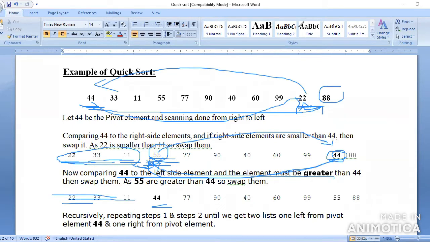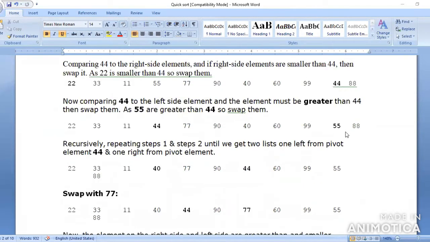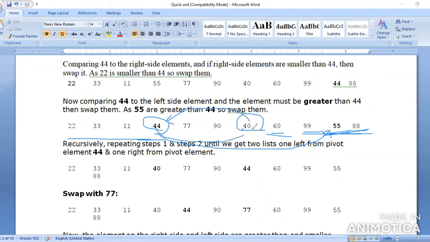Okay, now we can check what the next thing is. Up to this element it is correct. Here, next you have to check. Now the element is 44. This is for the left side. Now you are checking the right side of the element. So 44 compared with 88 is greater, 55 is greater, 99 is greater, 60 is greater. Which one is smaller? 40 is smaller. Now what will we do? You have to swap the elements 44 and 40.